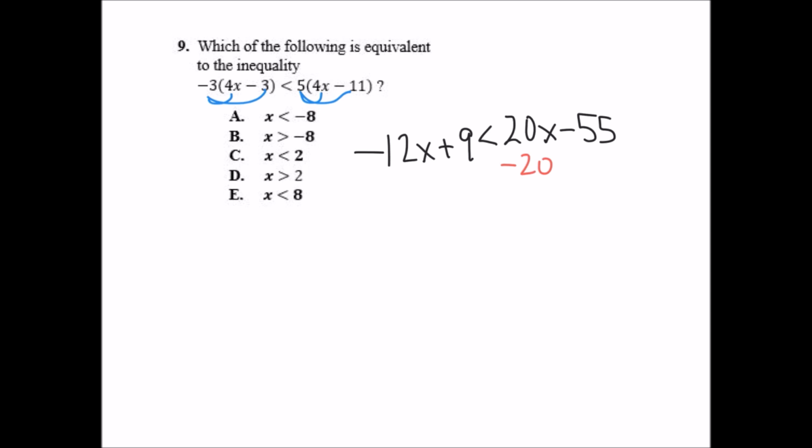Question 9, we need to find which of the following is equivalent to the inequality. We've got this inequality where we need to solve for x, but we need to distribute first. Distribute the negative 3 to everything inside the parentheses, and then the 5 to everything inside the parentheses. So the problem rewrites to negative 12x plus 9 is less than 20x minus 55. I'm going to subtract 20x from both sides.